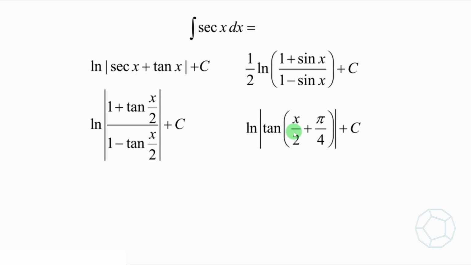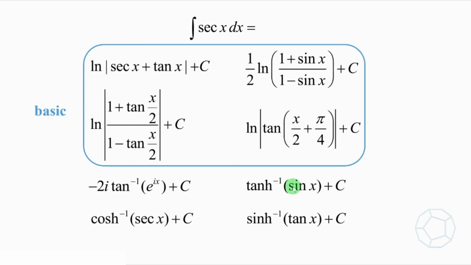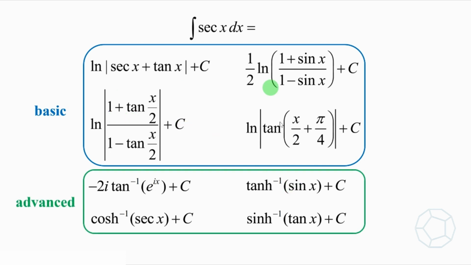So in total, there are 8 different answers for integrating secant x. The first 4 basic forms are discussed in the previous video. You may see that in the link above. But wait, there's one additional form of the answer. See if you can find it out in this video.